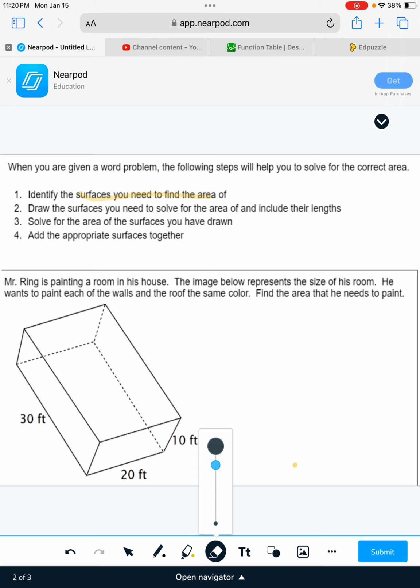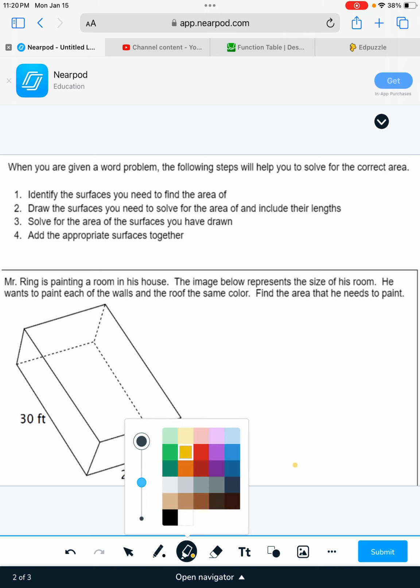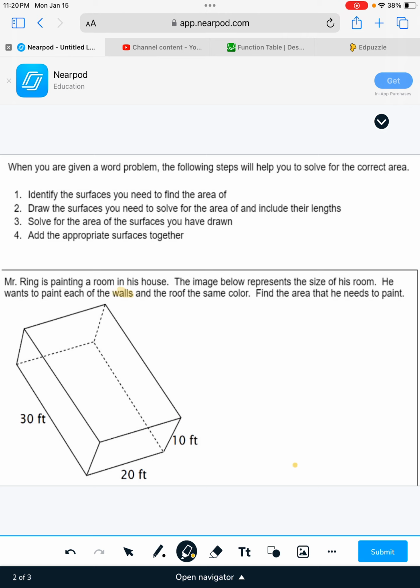So first and foremost, I'm reading this. Mr. Ring is painting a room in his house. The image below represents the size of his room. He wants to paint each of the walls and the roof, the ceiling, the same color. Find the area that he needs to paint. Now, first and foremost, when I'm looking at this, I'm saying, okay, he needs to paint not the entire room, because that room may have carpet on the floor, may have tile on the floor. And even then, it says walls and roof, nothing else.